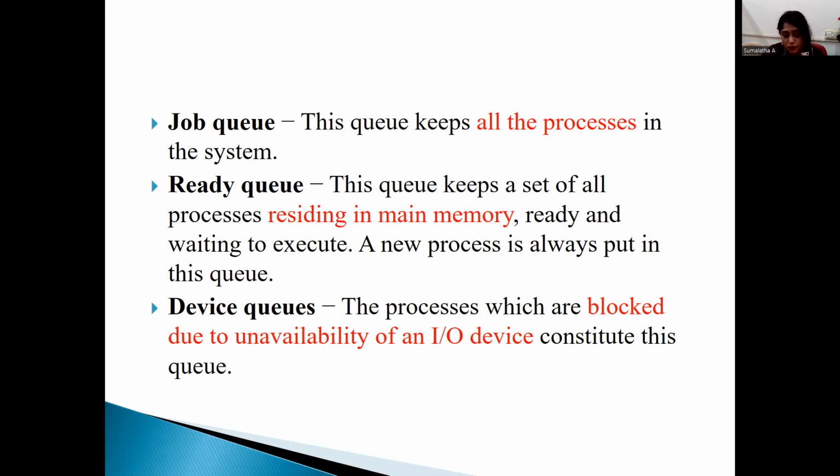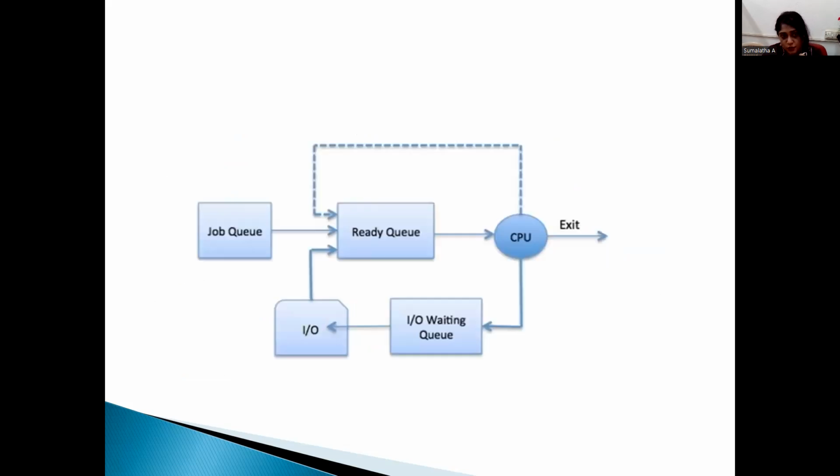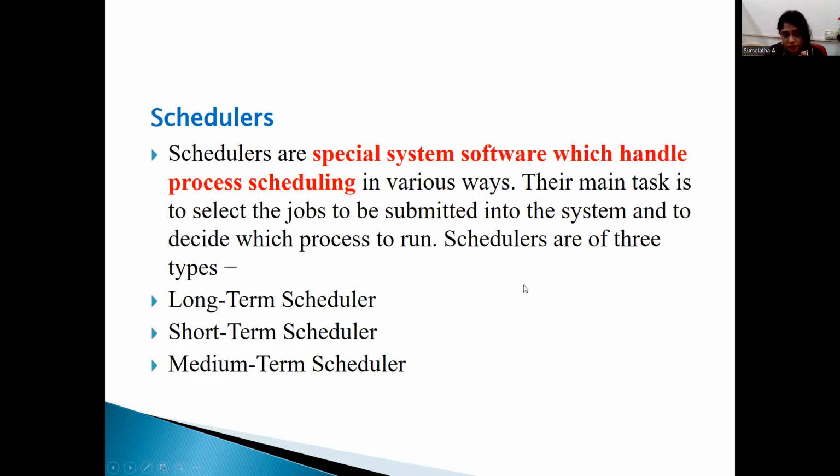For example, due to unavailability of an IO device, let's say due to some power failure or something like that, such processes are put in the device queue and again go back to the ready queue when they are ready for execution. So these are the different types of queues, and this is how it would look if you can see here. Whatever I explained is clearly visible through this particular diagram.